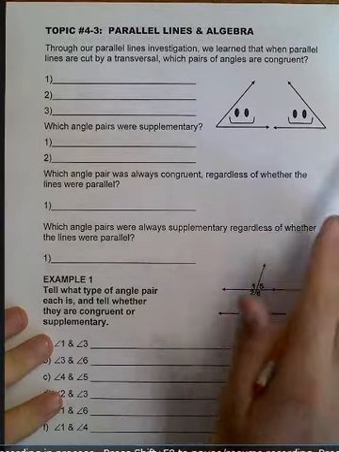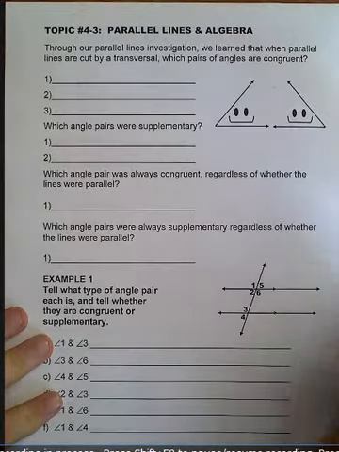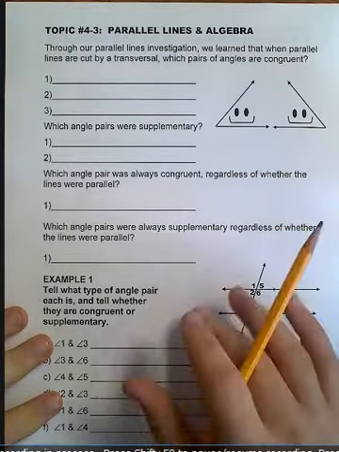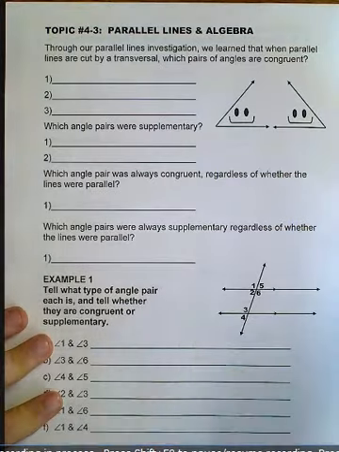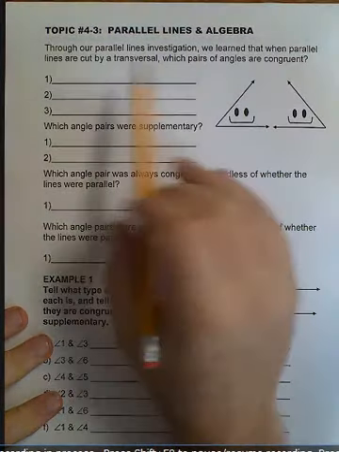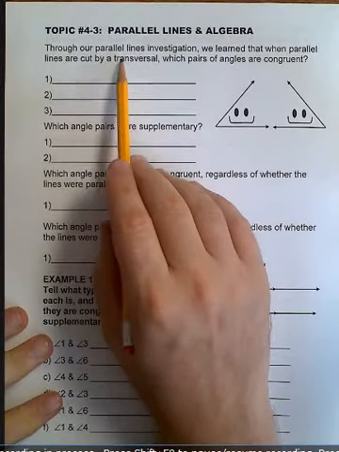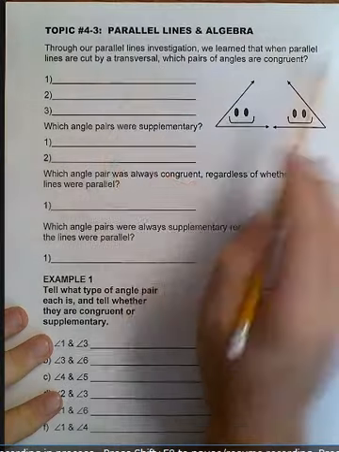This first page we're just going to review what we learned in topic 4-2 and put it in short formats so that we can quickly refer back to it. Now, when we talk about parallel lines cut by a transversal, we had certain angles that were congruent.